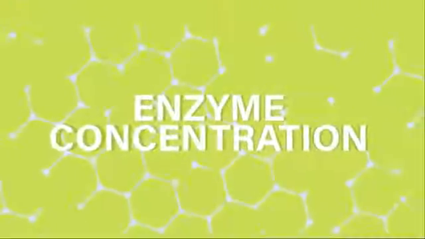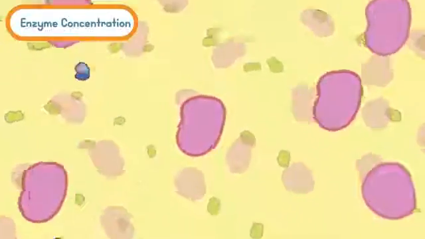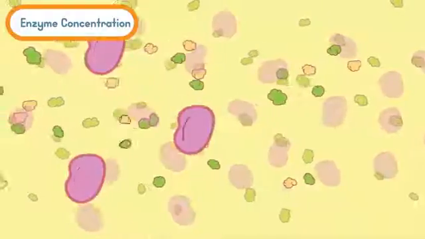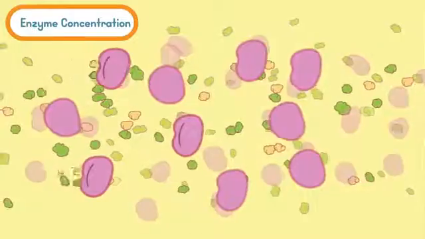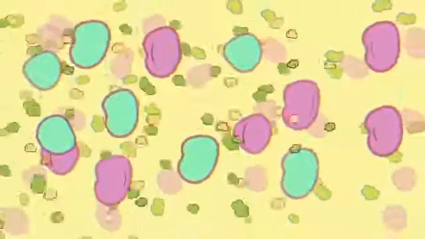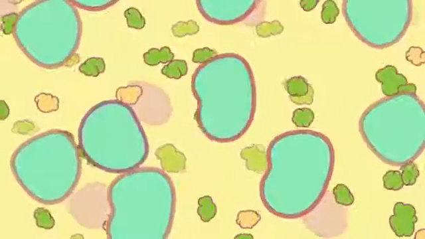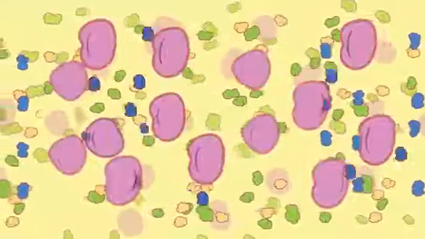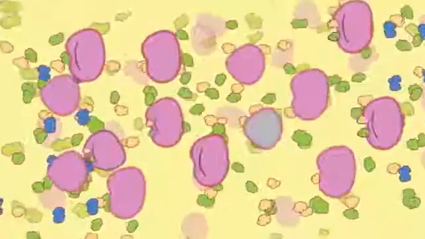Enzyme concentration. Increasing enzyme concentration will increase the rate of reaction, as more enzymes will be available to bind with the substrates. However, after a certain concentration, any increase will have no effect on the rate of reaction. Substrate concentration. Increasing substrate concentration increases the rate of reaction. This is because more substrate molecules will be colliding with enzyme molecules, so more product will be formed. But again, this effect is valid up to a certain concentration.